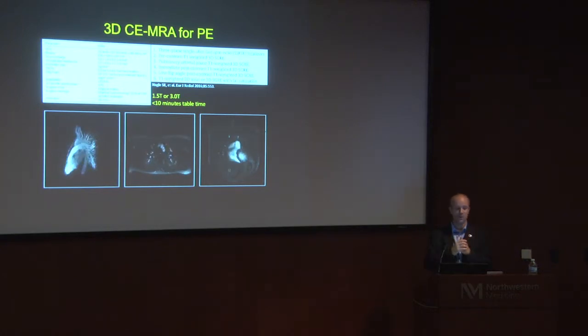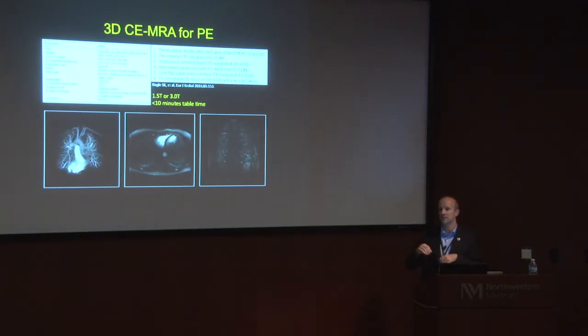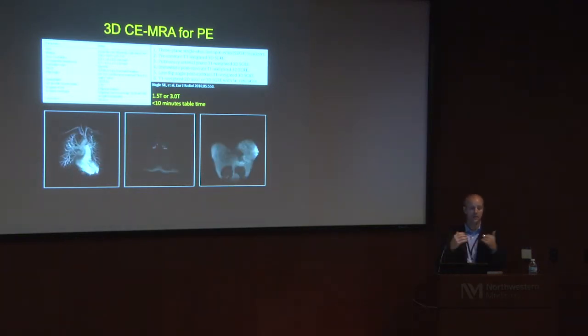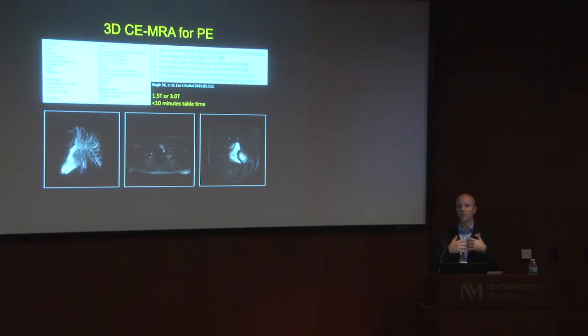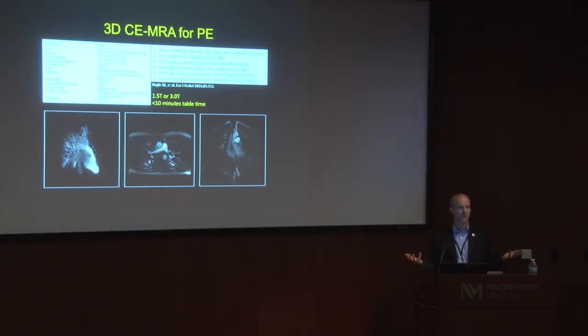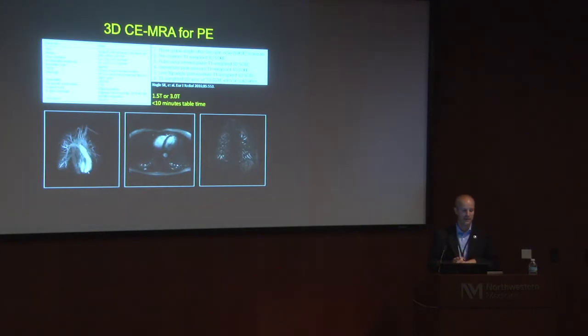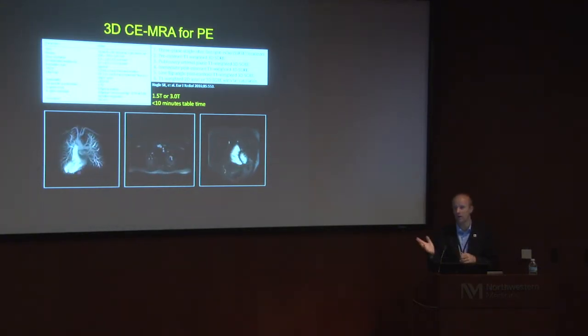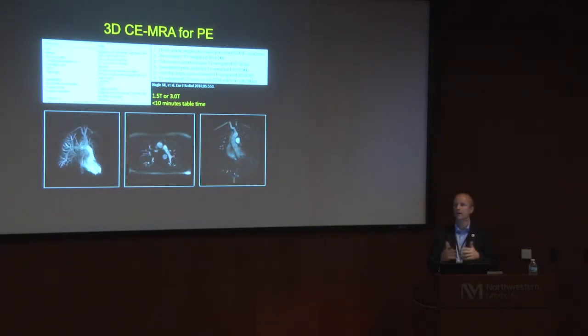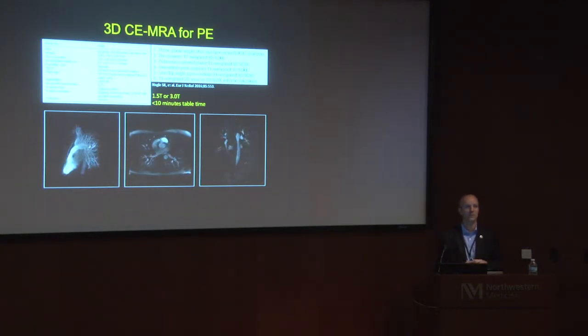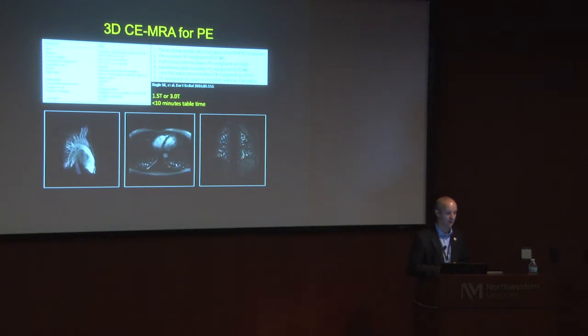And a fast protocol, something that can be done in 10 minutes or less. And so we've really pared it down to just the essential sequences: our localizers, our 3D MRA sequence that we do before, during, and after the administration of contrast. And then we do a real rapid T1 weighted fat suppressed sequence at the end to characterize other potential abnormalities that we might encounter in the lungs.